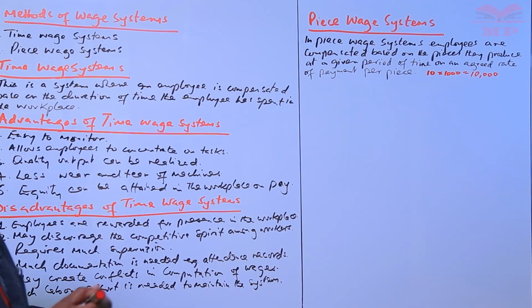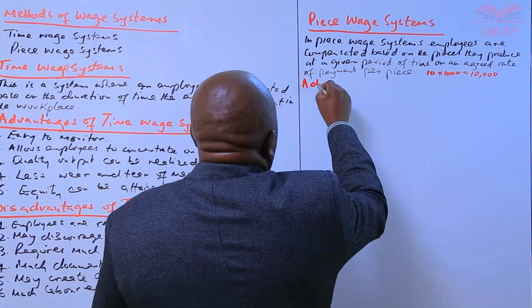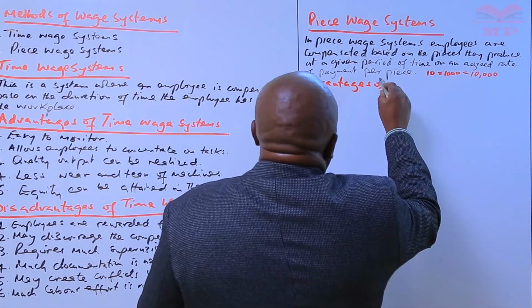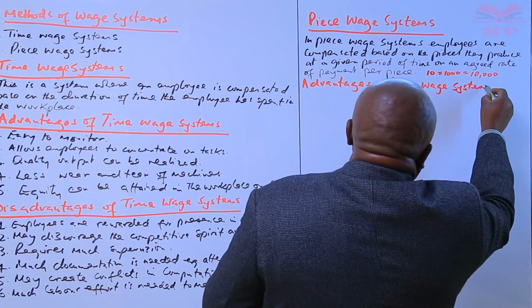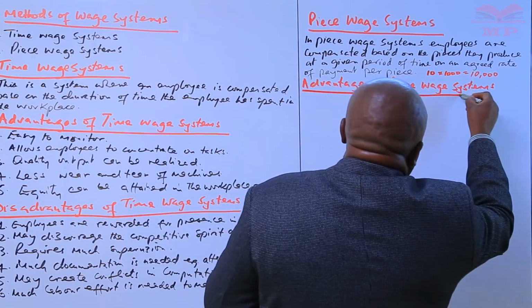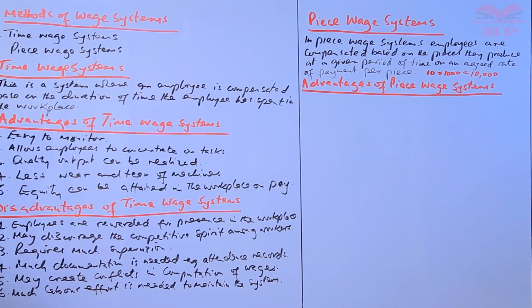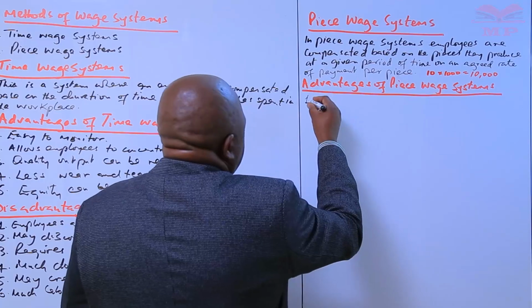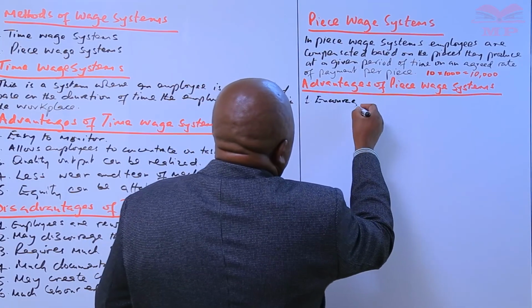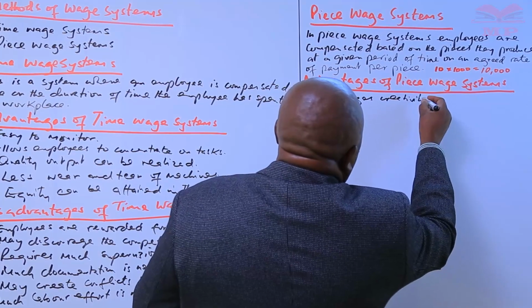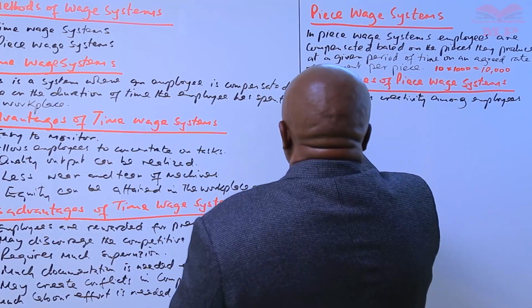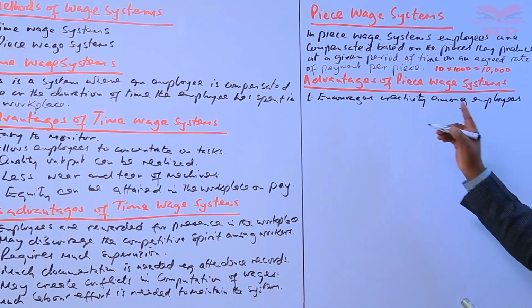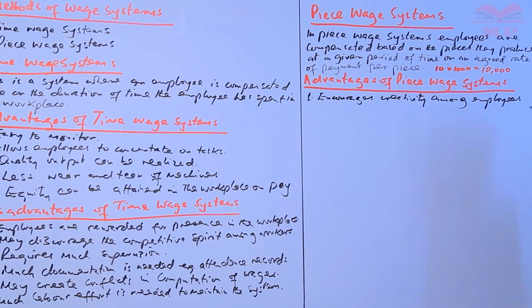So the question then comes, what are some of the advantages of piece wage systems? What advantages could be associated with piece wage systems? So one, this system encourages creativity among employees. And dear learner, the reason for that is the more you produce, the more you earn. So workers will want to be creative in terms of producing the output.